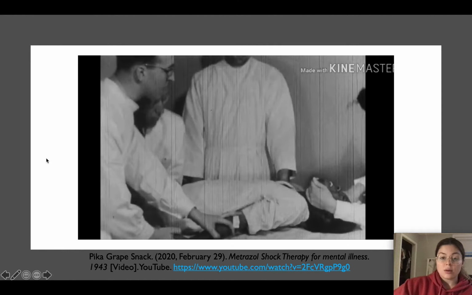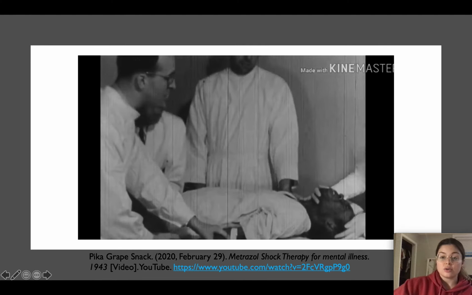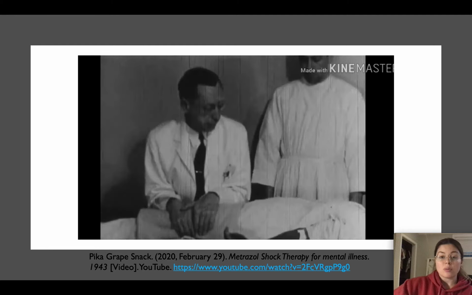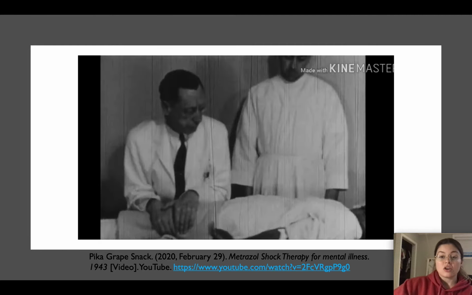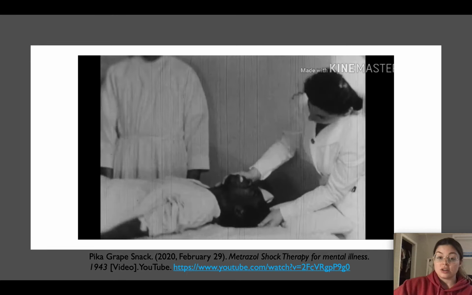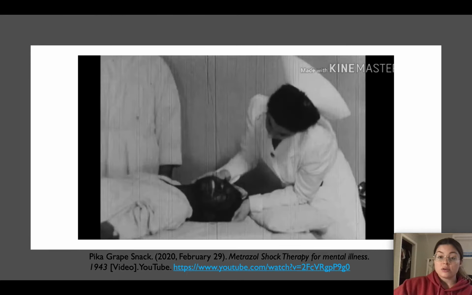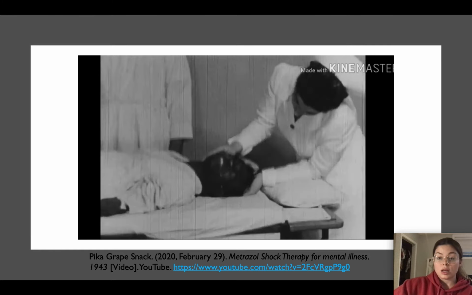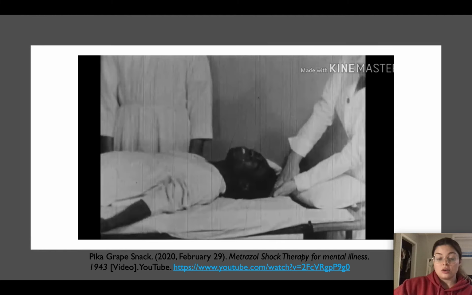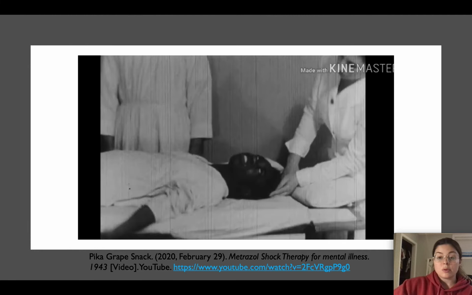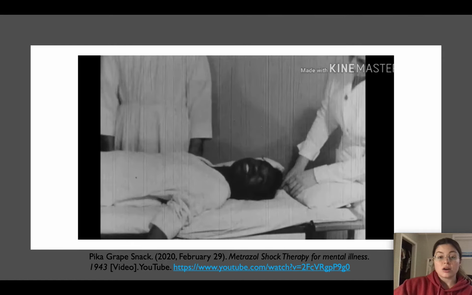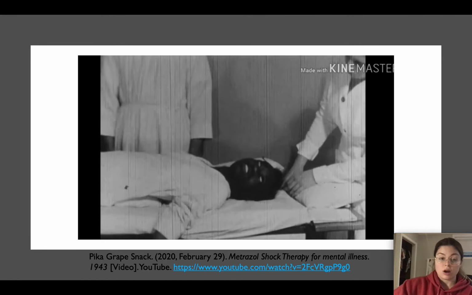In metrazole therapy, physicians induce seizures using a stimulant medication. Seizures began roughly a minute after the patient received the injection and could result in fractured bones, torn muscles, and other adverse effects. The therapy was usually administered several times a week. Metrazole was withdrawn from the FDA in 1982. While this treatment was dangerous and ineffective, seizure therapy was the precursor to electroconvulsive therapy.